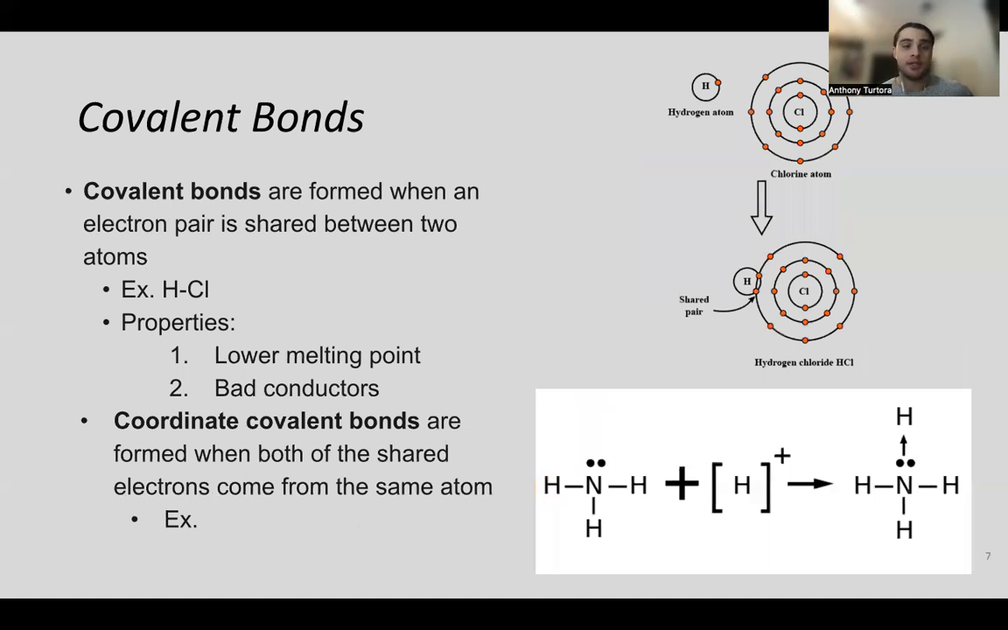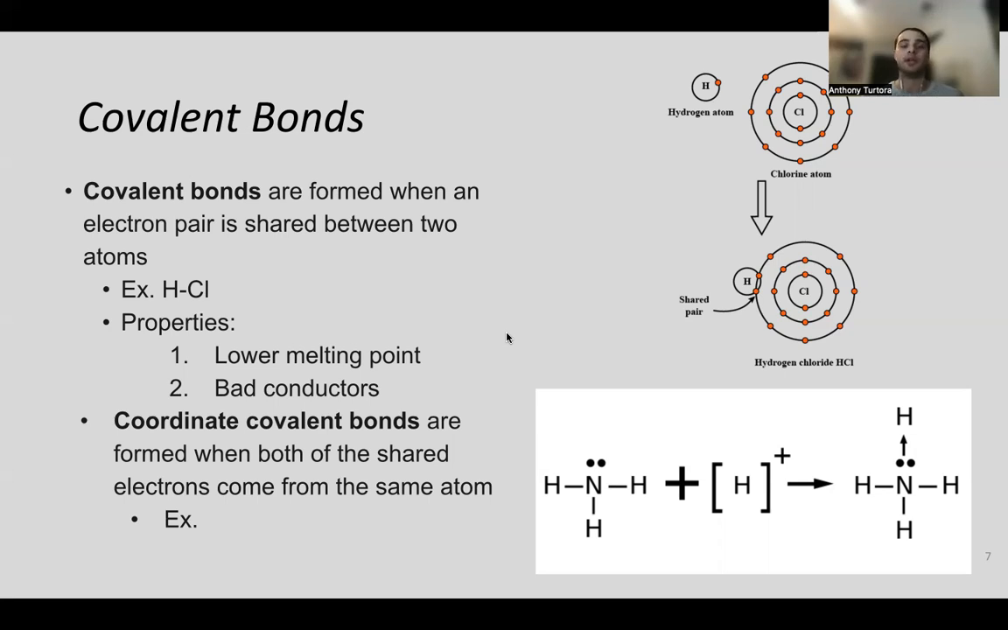And covalent bonds, these are formed when an electron pair is shared between 2 atoms. So we can see here with HCl that we have 1 valence electron in hydrogen and 7 in chlorine. So the hydrogen and the chlorine are going to share their electrons in order to be more stable. Hydrogen wants 2 electrons in its valence shell, and chlorine wants 8 to form an octet. So by sharing electrons, they will be able to satisfy this. Covalent compounds have lower melting points and they're bad conductors.